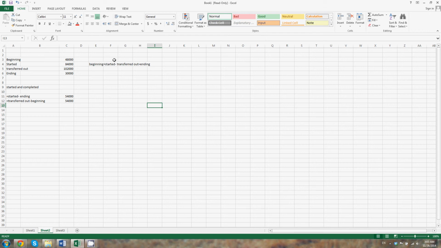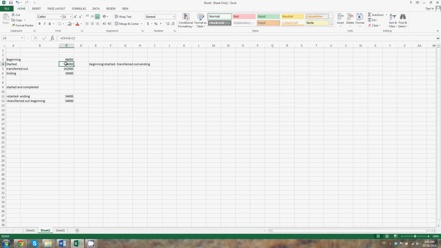Okay, in the class we talk about this equation: beginning plus started minus transfer out gives us the ending. Since we just covered the first exercise, the weighted average method, for that one we don't really need to worry about beginning and started. What we need to worry about is transfer out and ending. So we don't really calculate the started account.